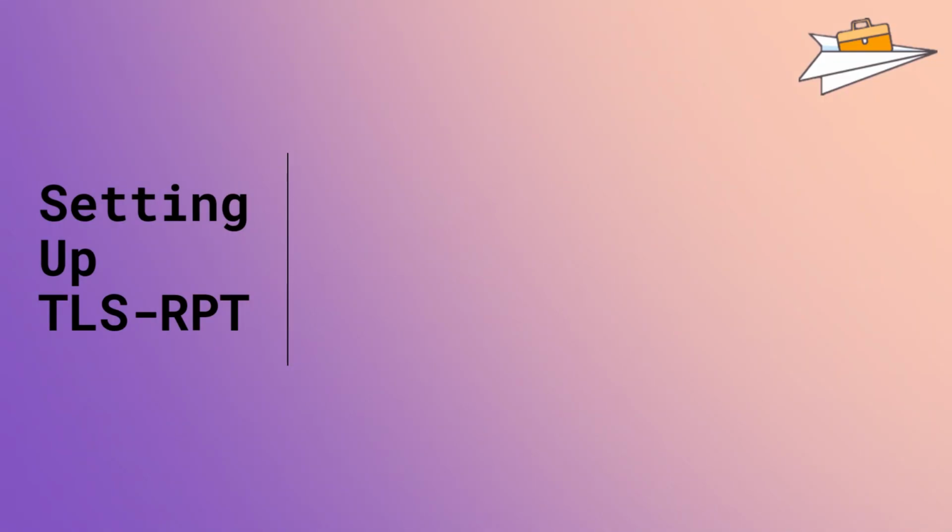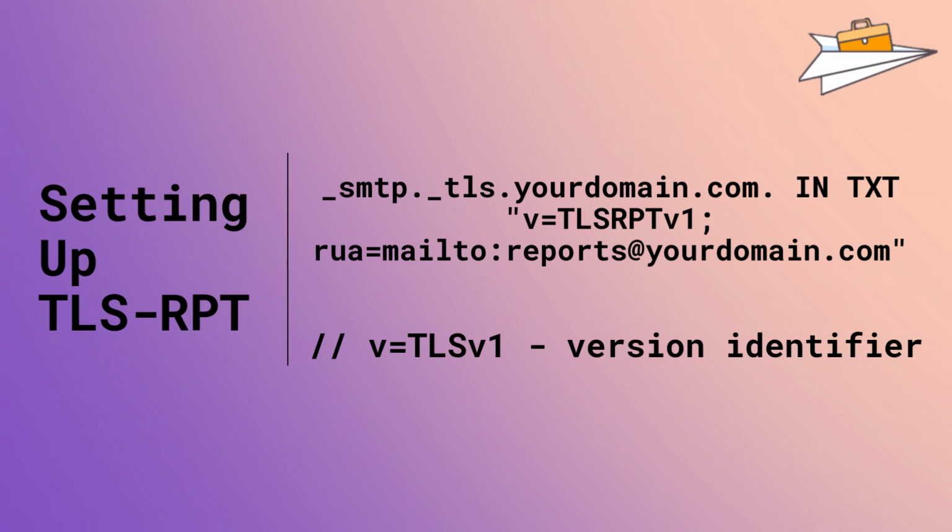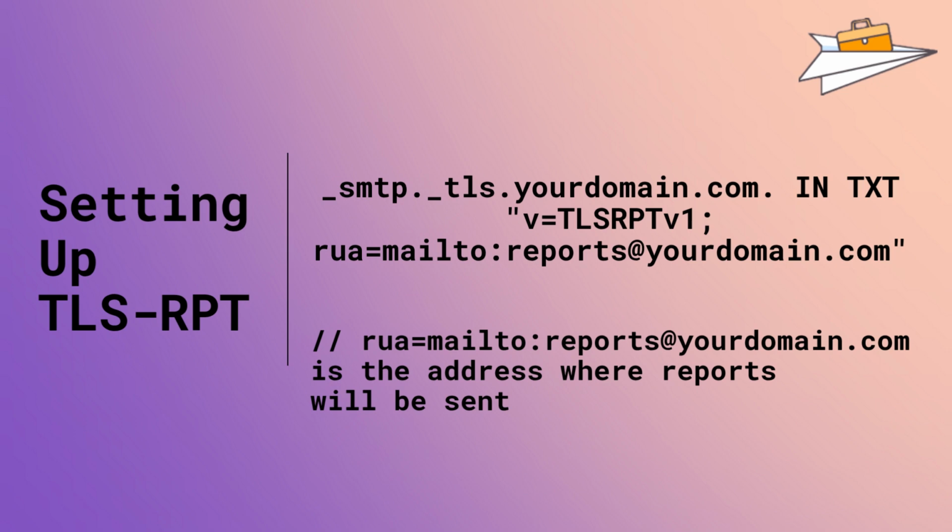Setting up TLS-RPT for your domain. Setting it up is surprisingly simple. All you need is one DNS TXT record that tells the world where to send reports. Here's the example. Let's break it down. This is the version identifier, always this value. This part is the address where reports will be sent. Once you publish this record, any mail server that supports TLS-RPT will start sending daily JSON reports.